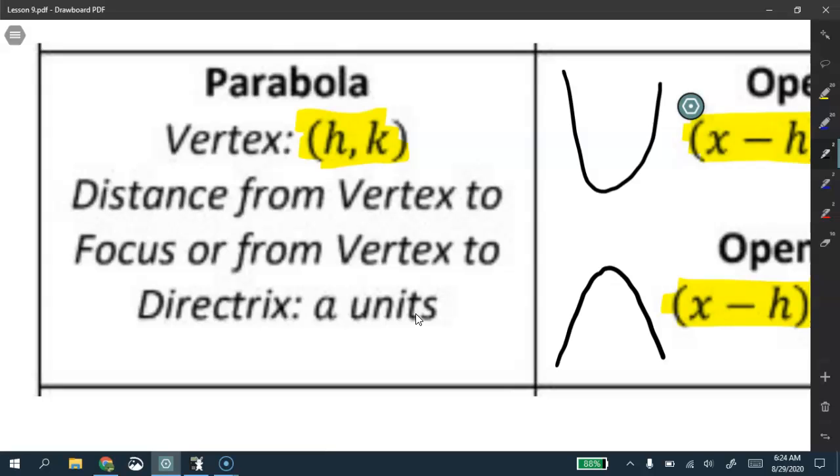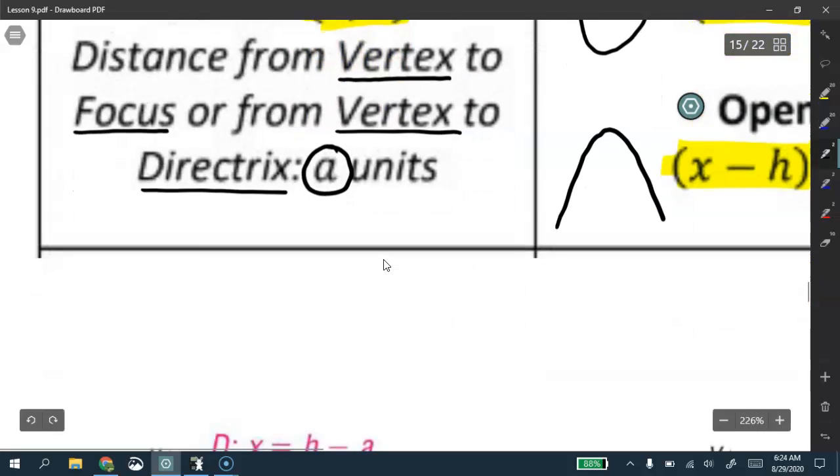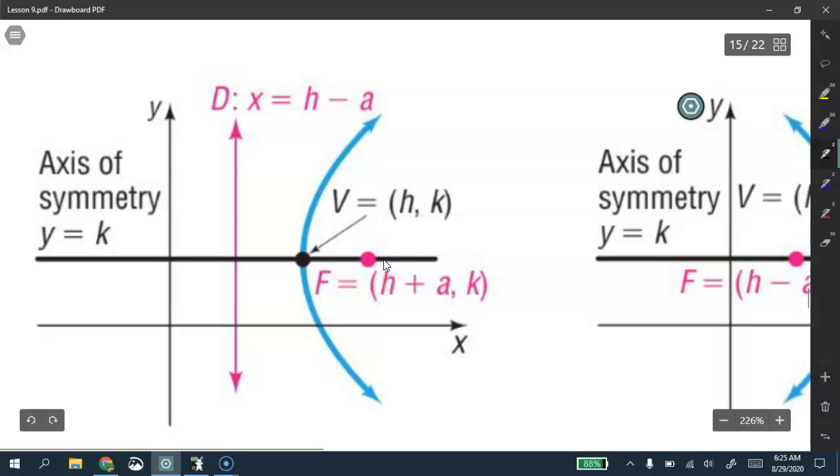Now as we go through it, there are important terminologies that you need to know. One of them is vertex. Another one is focus. And another one is directrix. Okay, so the distance from vertex to focus or from vertex to directrix is A, right? That's not sufficient to just understand what A is. So I want to show you a handful of pictures to help you understand, all right?